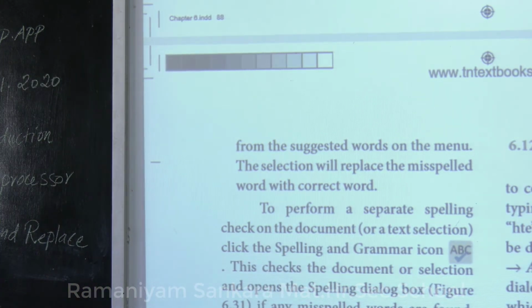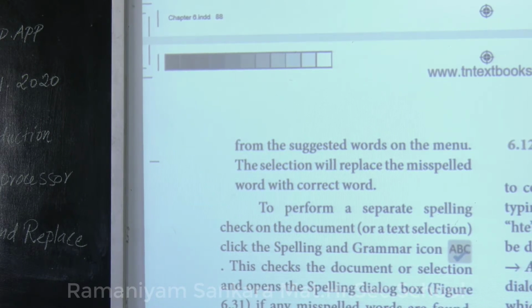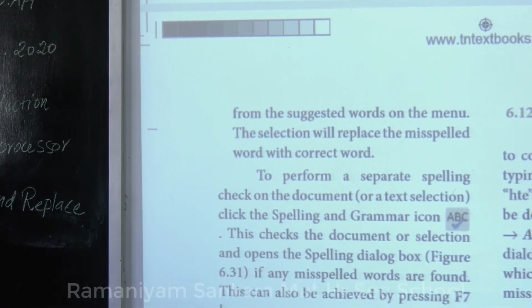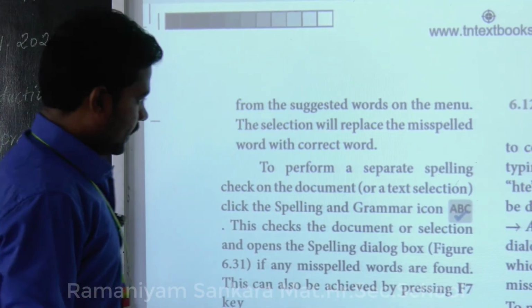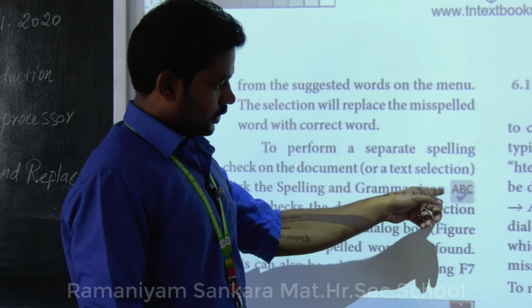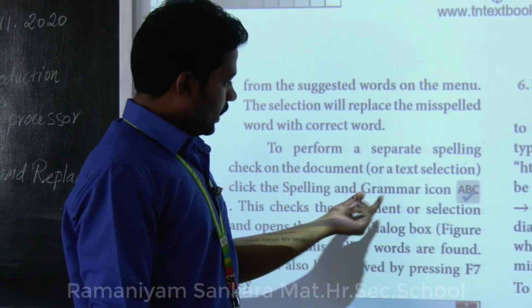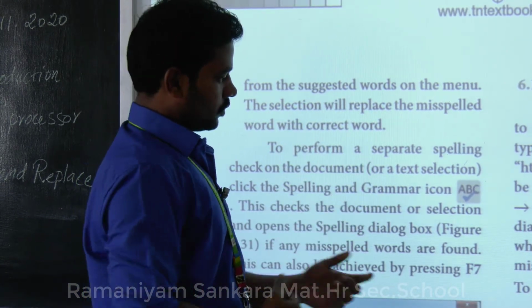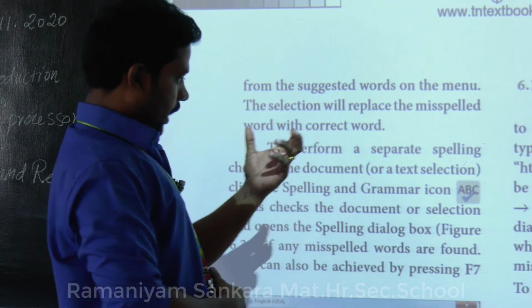And coming to the next passage, to perform a separate spelling check on the document. If you want to do a separate spelling check on the document or a text selection, click the spelling and grammar icon. This is called the spelling and grammar icon, ABC, and under that there is a tick mark.